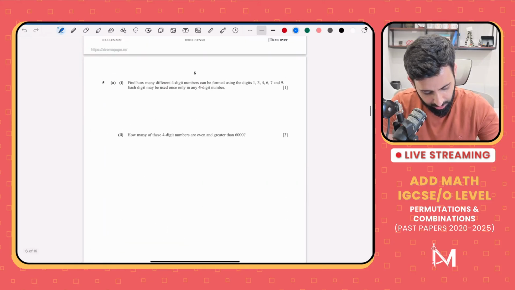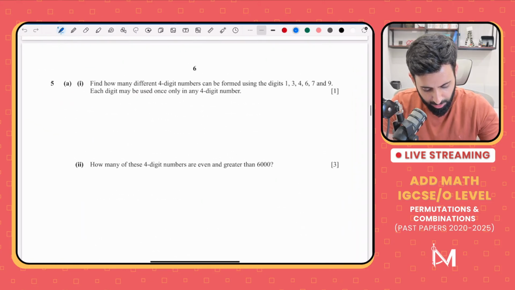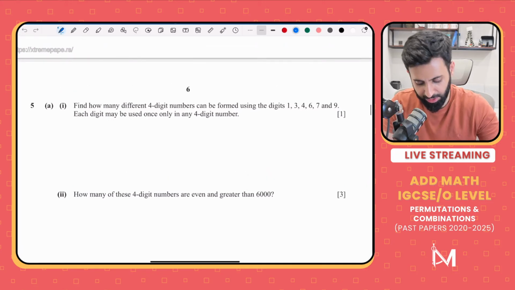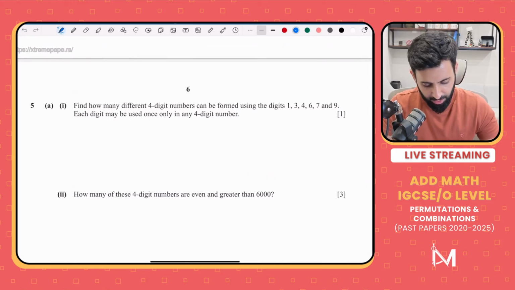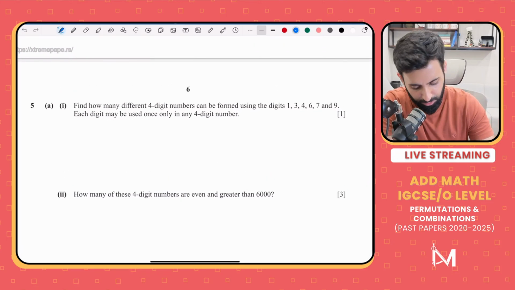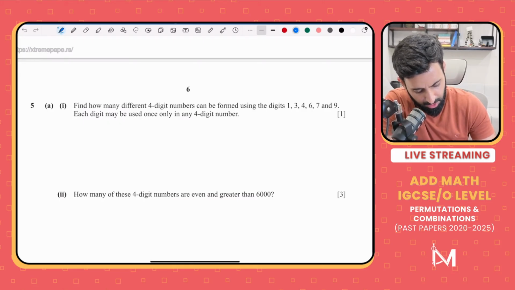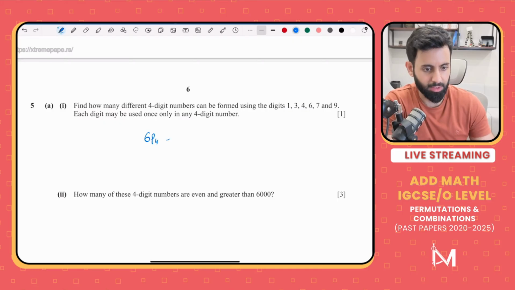Come on, this is a good question. Find how many different 4-digit numbers can be formed using the digits 1, 3, 4, 5, 6, 7, and 9. Each digit may be used only once in any 4-digit number. Okay, so that's a pretty straightforward question. 6P4, whatever that is equal to.